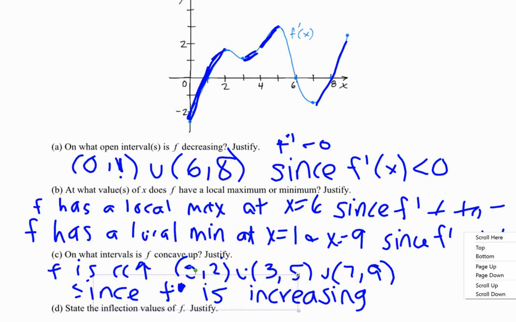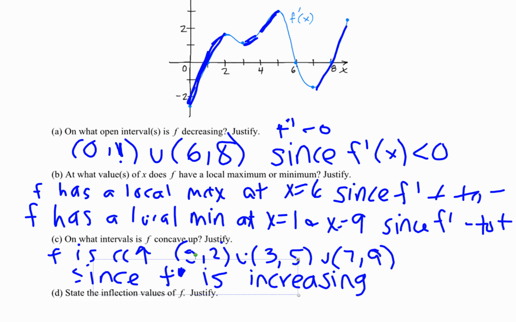All right, so now we're going to look at the graph. We already put the concave up parts. So where does the concavity change? Where does f prime change from increasing to decreasing? So it looks like that would be at x equals 2, at x equals 5.